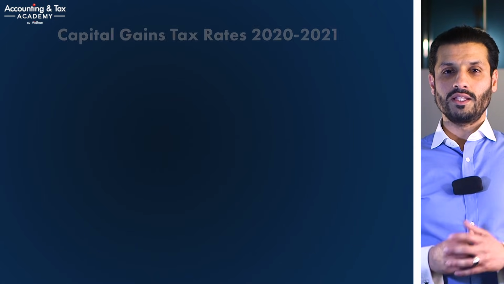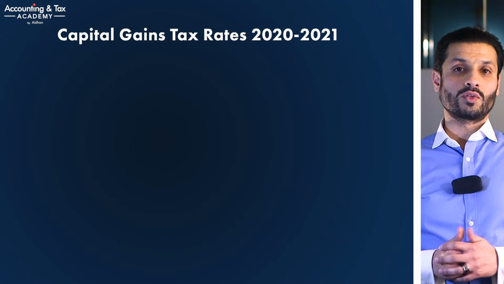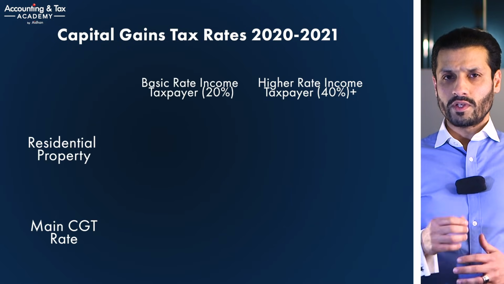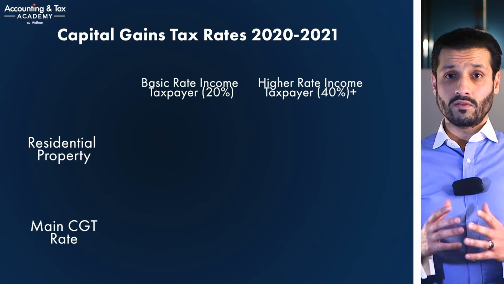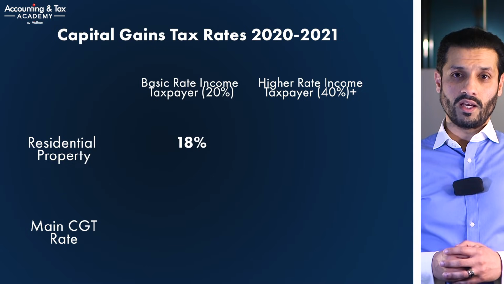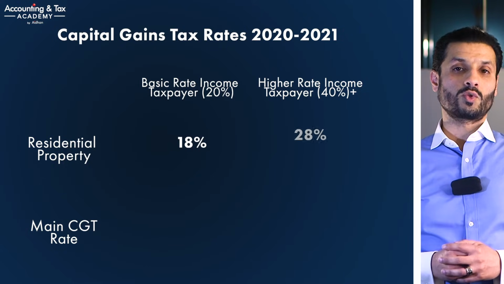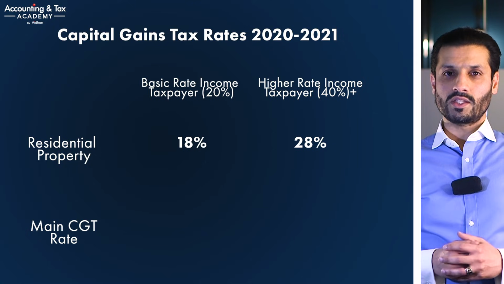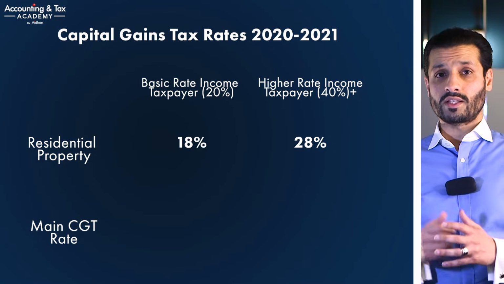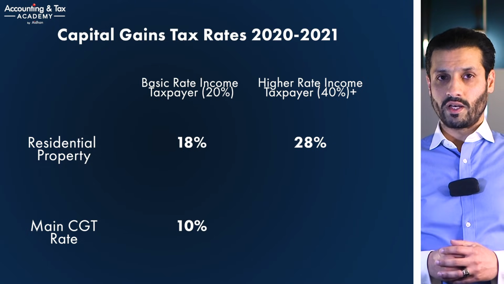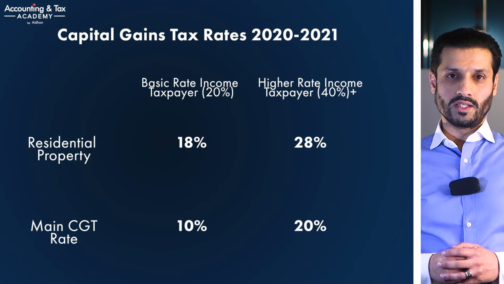The current capital gains tax rates in 2020 to 21 are as follows. Residential property for an individual basic rate taxpayer is 18%, and for a higher rate taxpayer it is 28%. And the main CGT rate, which applies to most other assets, is 10% for basic rate taxpayers and 20% for higher rate taxpayers.